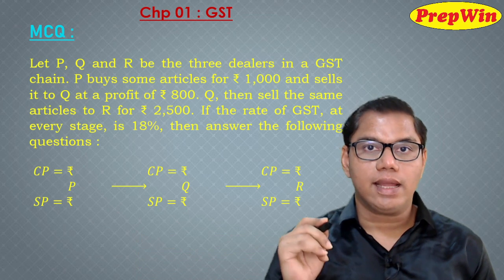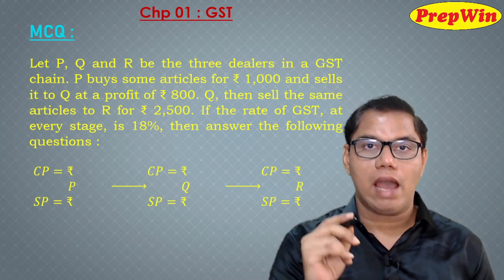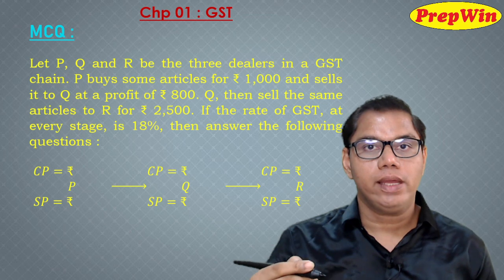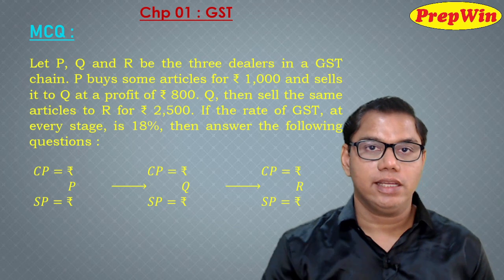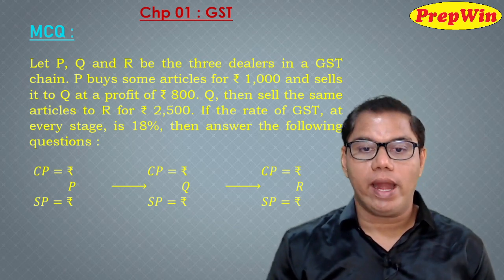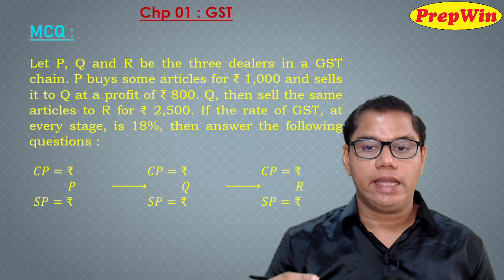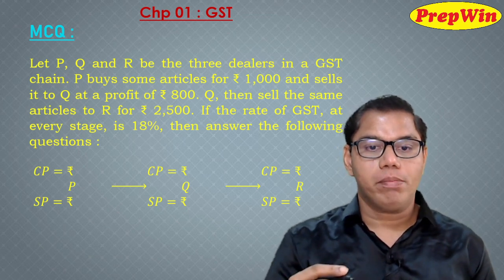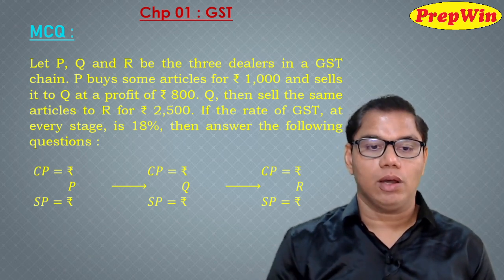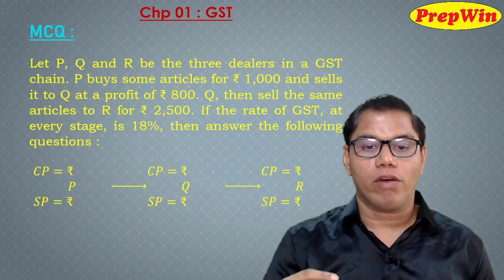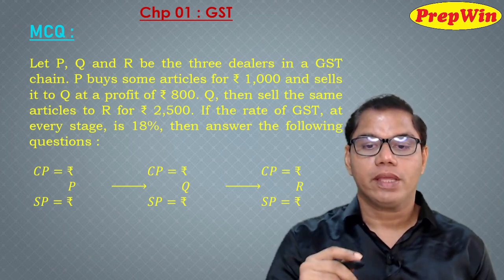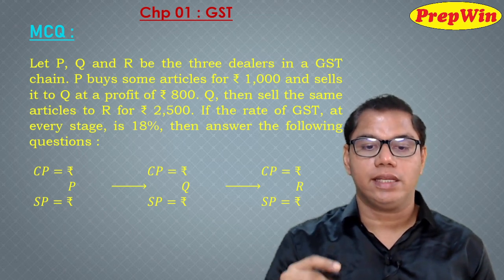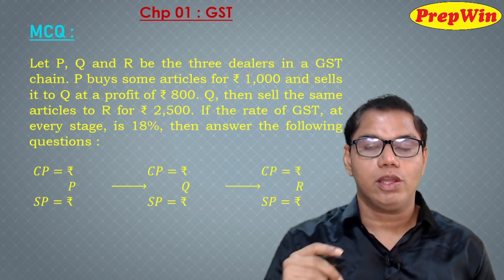Next question is the case based question, whereby you will have one question and there will be 3 to 5 sub questions, 1 mark each. So let's see this question. Let P, Q and R be the 3 dealers in a GST chain. P buys some article for rupees 1000 and sells it to Q at a profit of rupees 800. Q then sells the same article to R for rupees 2500. If the rate of GST at every stage is 18%, then answer the following questions.